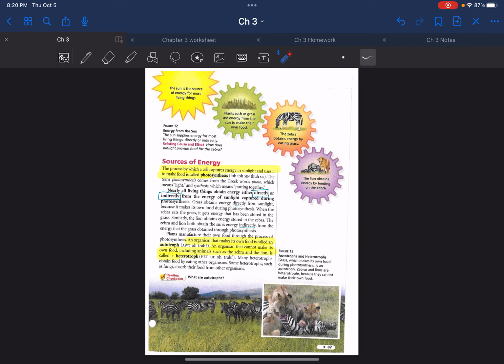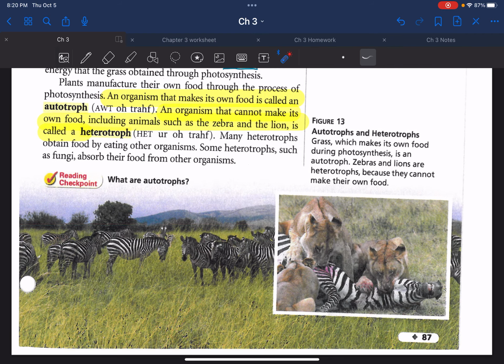Interesting, right? Here's some more pictures. Oh, that's nice and gory. Look at that. They even gave us a nice little blood spurt. Okay. Autotrophs and heterotrophs. Grass, which makes its own food during photosynthesis, is an autotroph. Zebras and lions are heterotrophs because they cannot make their own food.